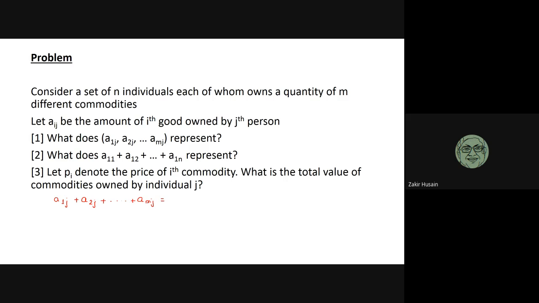What is the meaning of this? So the elements: the total amount of goods owned by the jth person. Okay. Total amount of goods owned by the jth person. Okay.